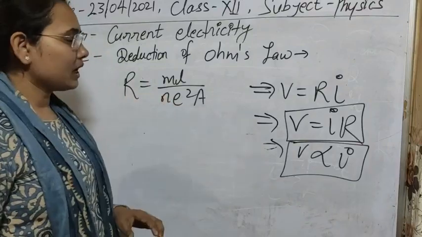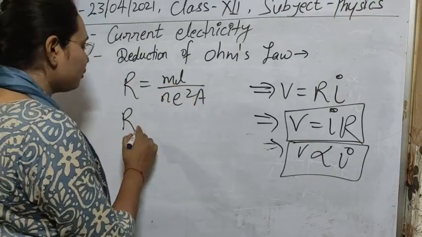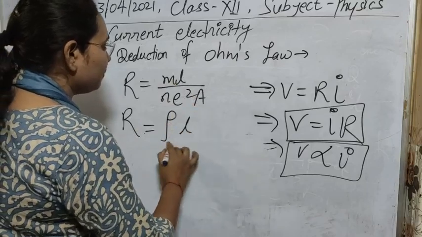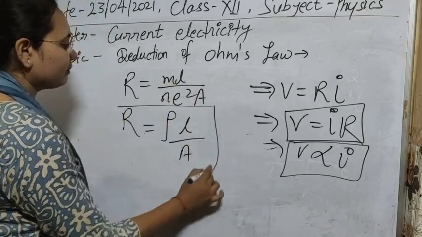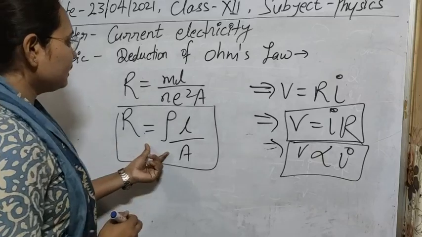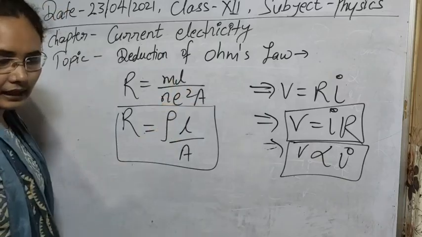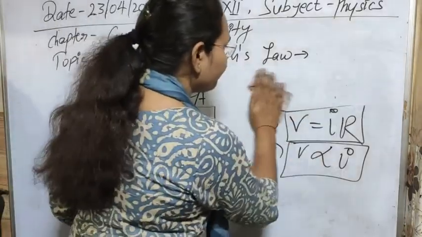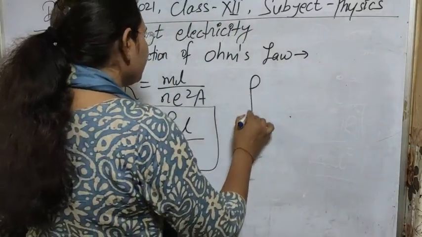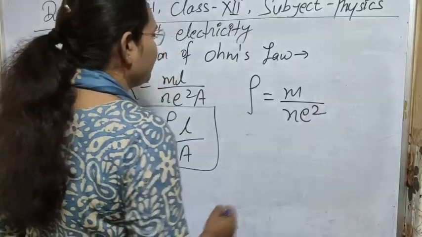So here, as we have already understood, R is directly proportional to L upon A, and according to that, we have obtained R is equal to rho L by A. This formula we have derived before, we have already understood those things. So in this case, you can see that the value of resistivity is given by rho is equal to m upon ne square.